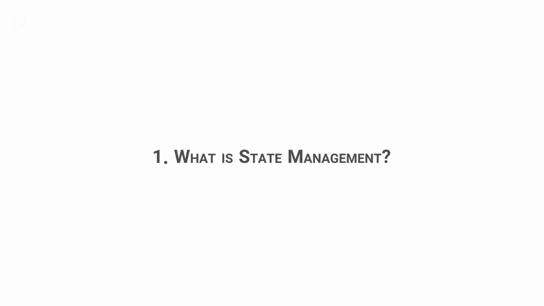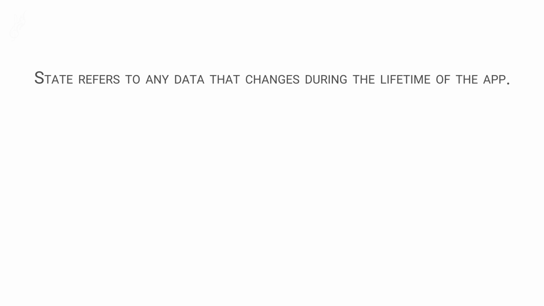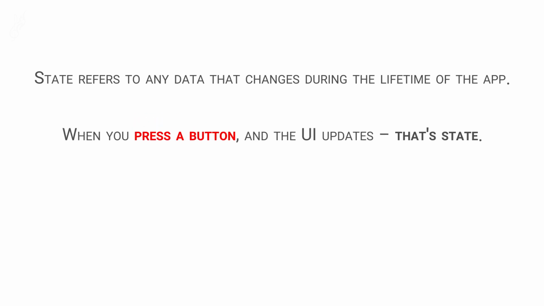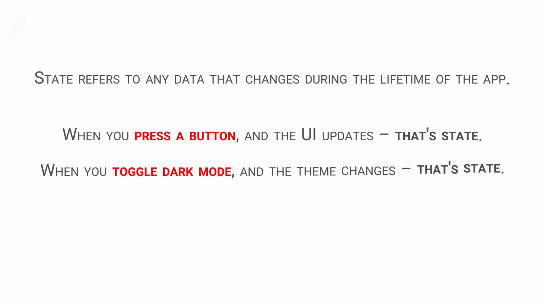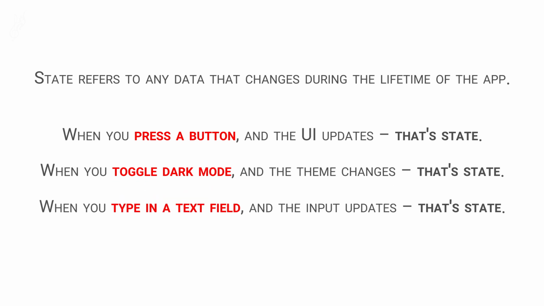State management is one of the most important concepts in a Flutter project. But first, what do we mean by state? State refers to any data that changes during the lifetime of the app. For example, when you press a button and the UI updates, that's state. When you toggle dark mode and the theme changes, that's state. When you type in the text field and the input updates, that's state.